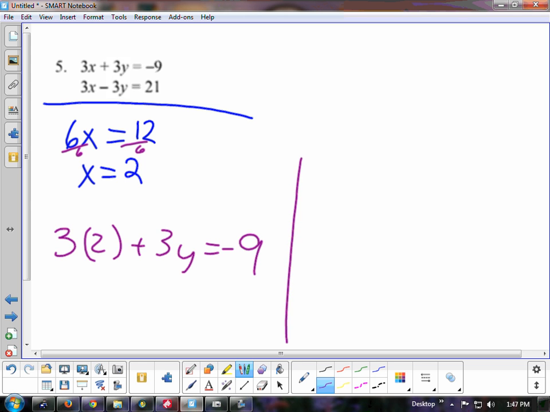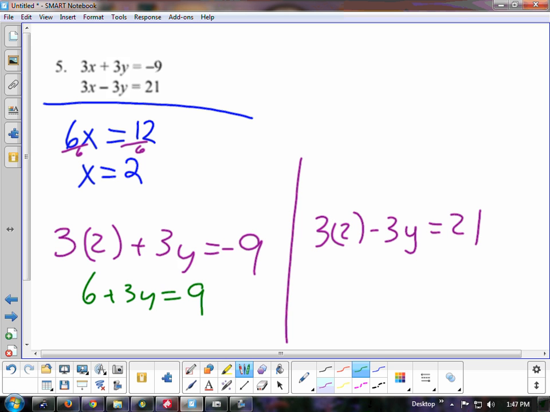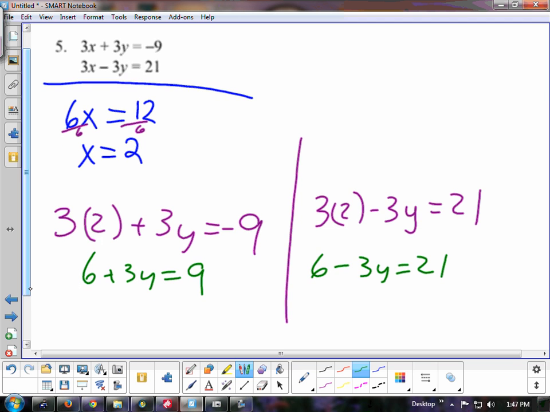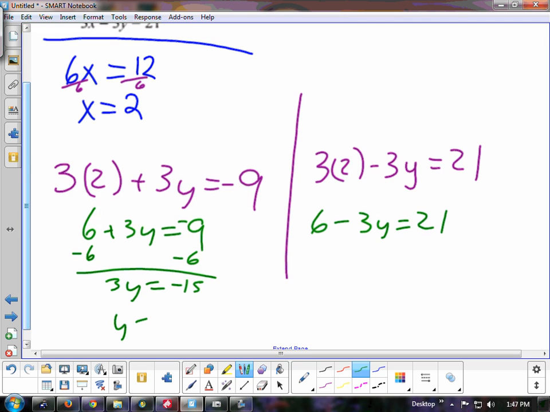And then my other one is going to be the same thing. 3 times 2 minus 3y equals 21. And I've got to figure out what my y value is. Well, I do the math on this, and I get 6 plus 3y equals negative 9, and I get 6 minus 3y equals 21. Sorry, negative 9. Okay, subtract 6 from both sides. I get 3y equals negative 15. Looks like y equals negative 5.